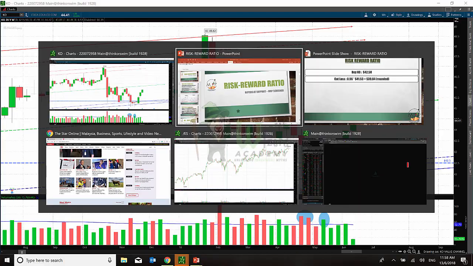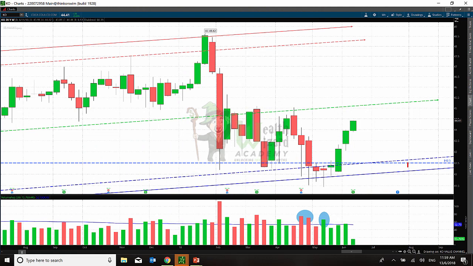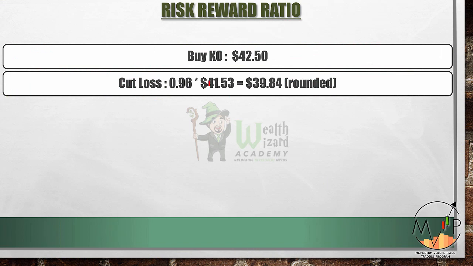Okay, so that is our lowest price level. If we were to calculate the cut loss level, remember we have a range of 2% to 4% from the lowest price of the support. So in this case, Coca-Cola, we had our lowest price around $41.52 or 53. I have taken $41.53 and I have set a cut loss level of 4%. So our cut loss price will be 0.96 times $41.53. That will give us a cut loss price level of $39.84. Okay. So now we know our cut loss price level.